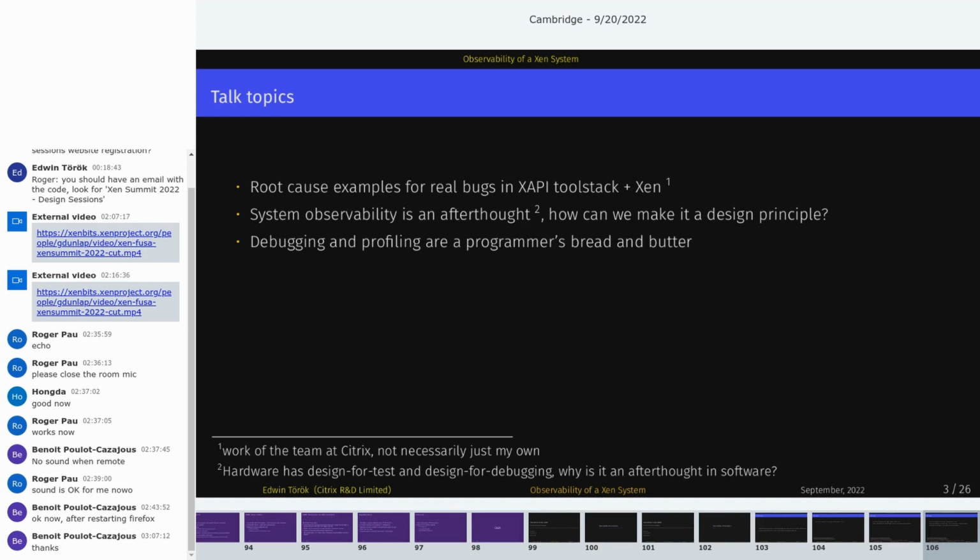Some inspiration for this might be that hardware circuit design is designed for test and designed for debugging as a principle. If you've got a circuit, you've got this industry protocol called JTAG, where you can flip-flop and query it, give it test vectors and check how it works. But in software, we think of that as a secondary feature, even though as a developer, in my day-to-day work, I do quite a lot of debugging and quite a lot of profiling, so I spend a lot of time on it.